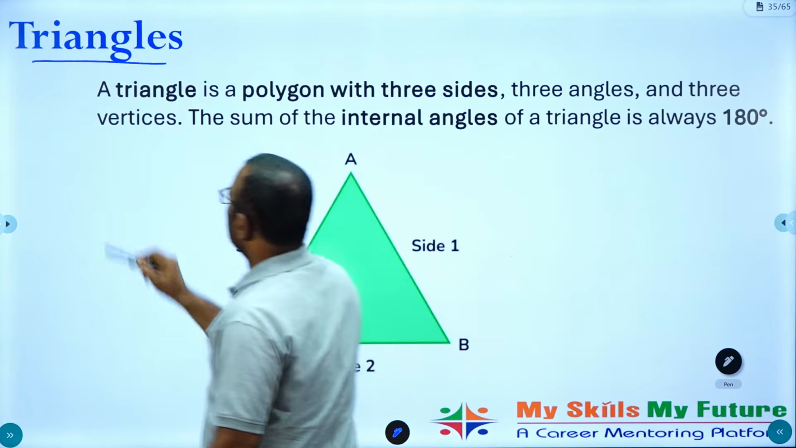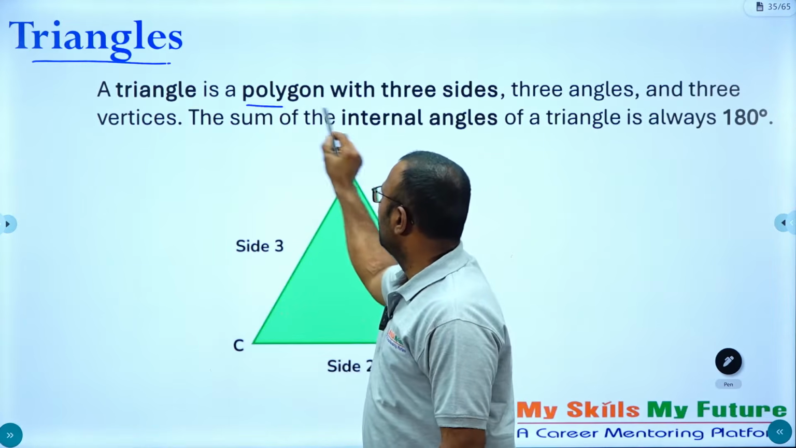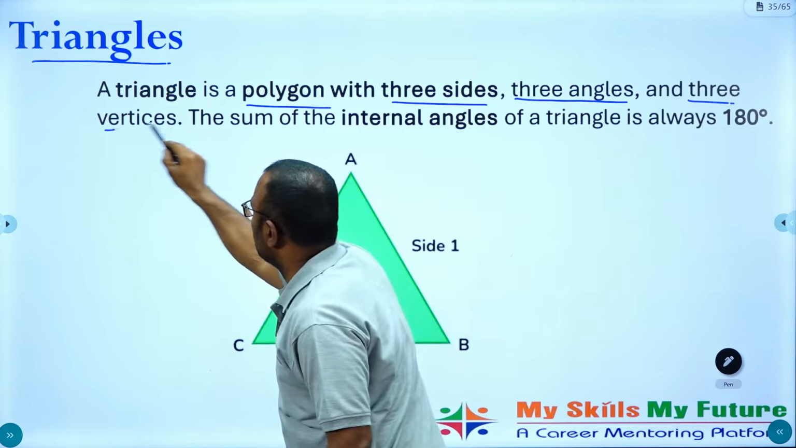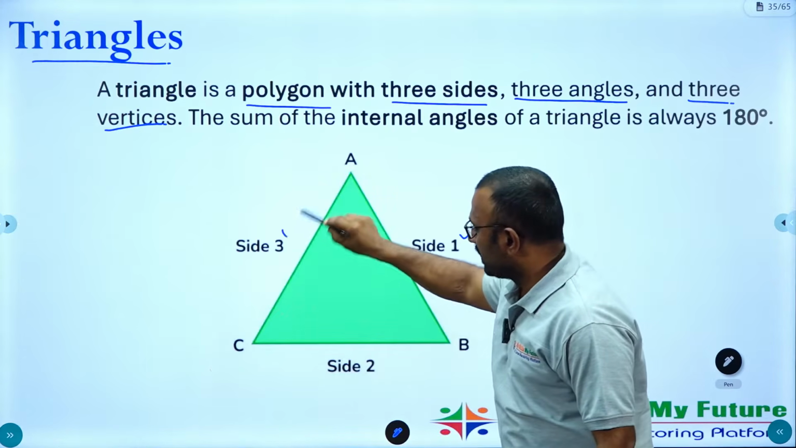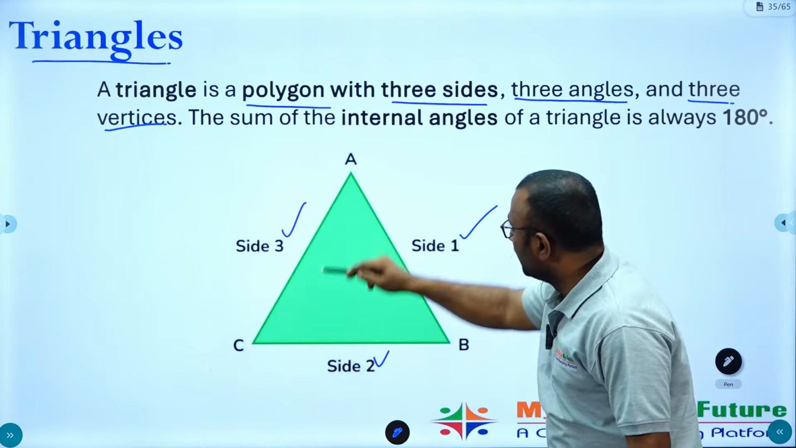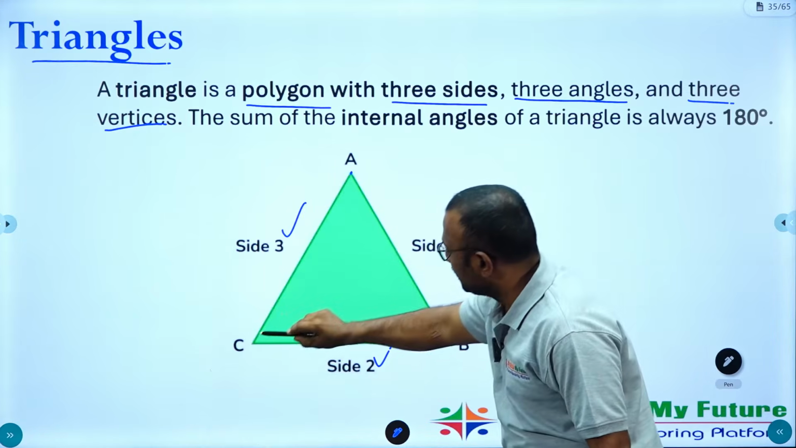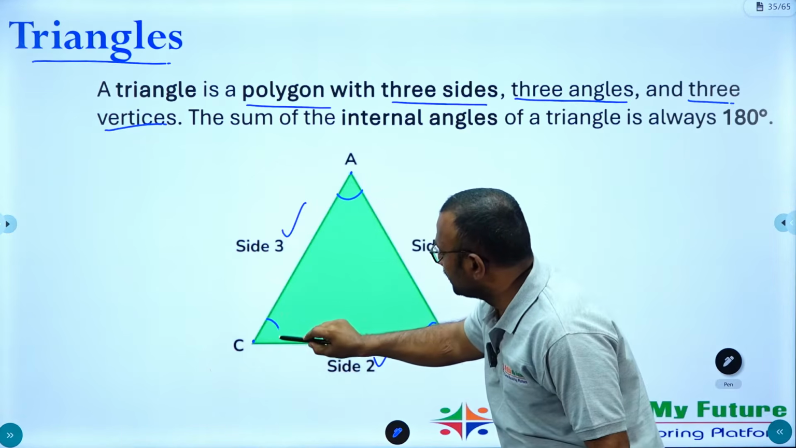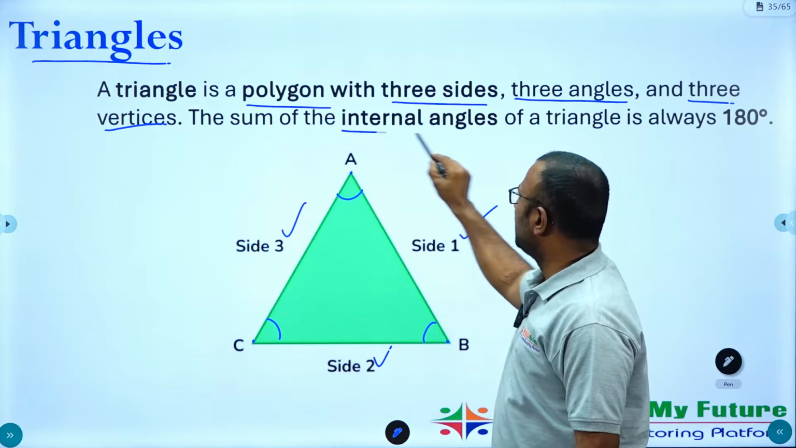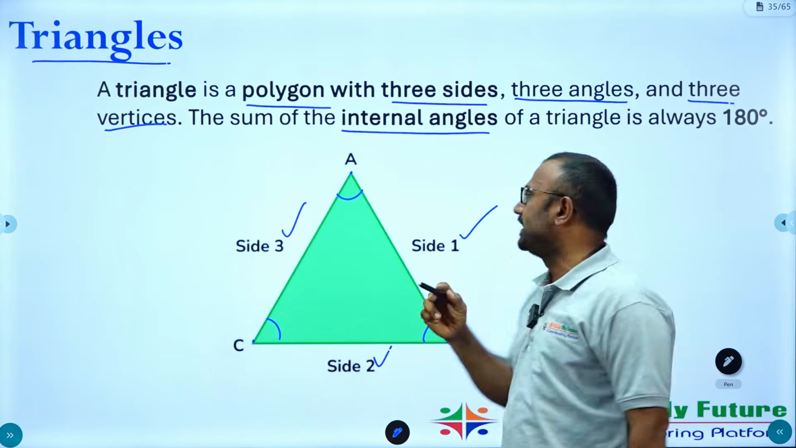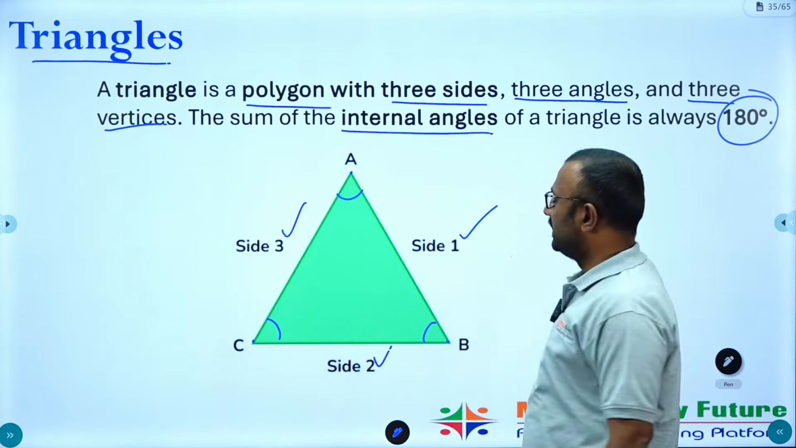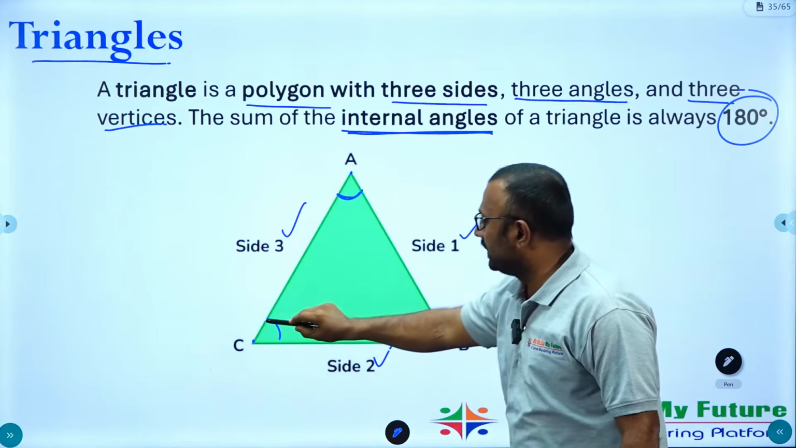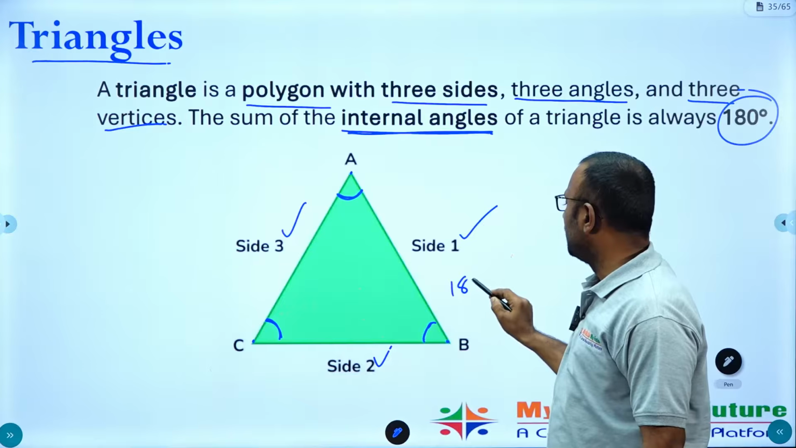A triangle is a polygon with three sides, three vertices and three angles. And see that the sum of the internal angles of a triangle is always 180 degrees. The sum of the internal angles of a triangle is always 180 degrees.